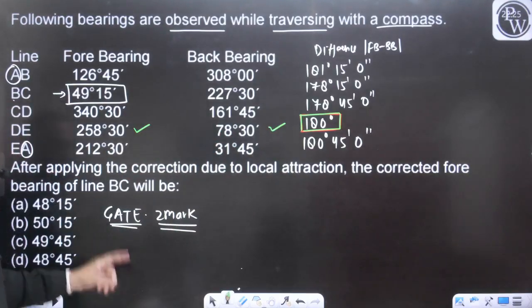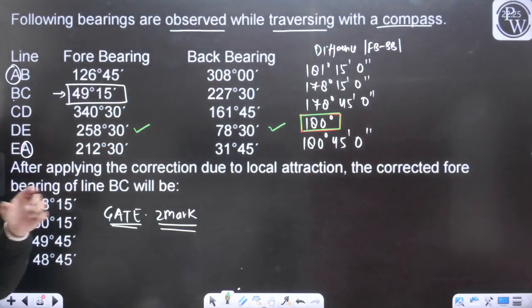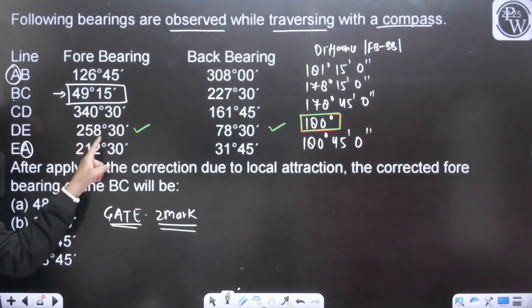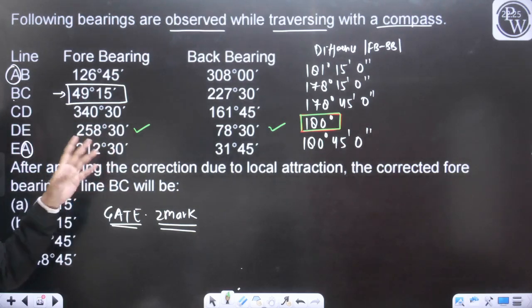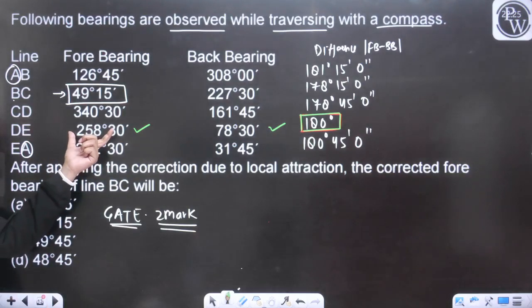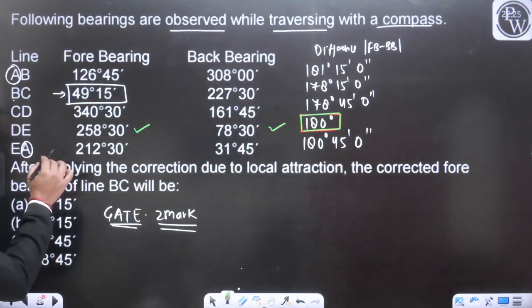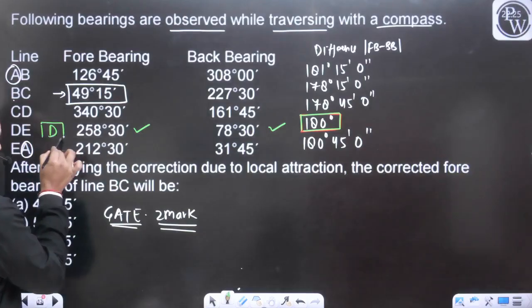Tell me, this bearing you have measured from which station? This bearing 258 degree 30 minute, you have measured from which station? Yes, this reading you have taken from the station D.